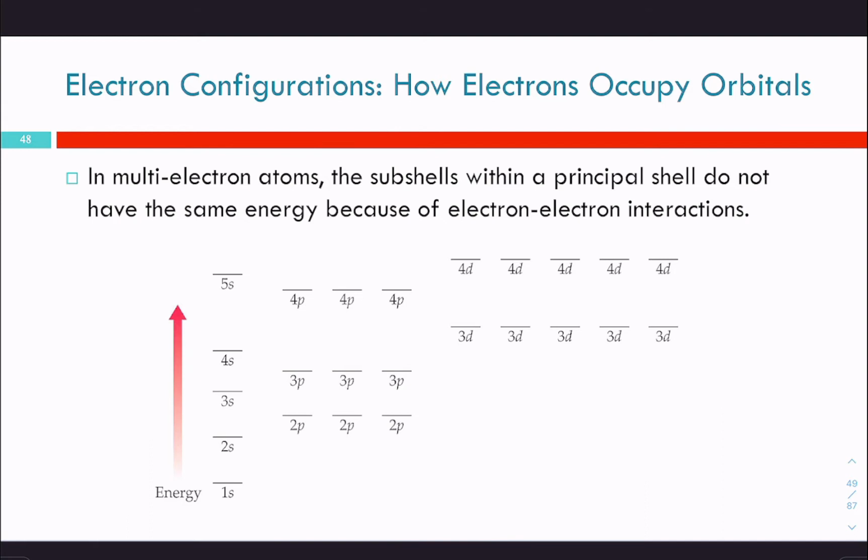This gets a little bit weird once you get to 4s, because 4s is actually lower in energy than 3d. So we fill 4s before 3d, but we come back to it.